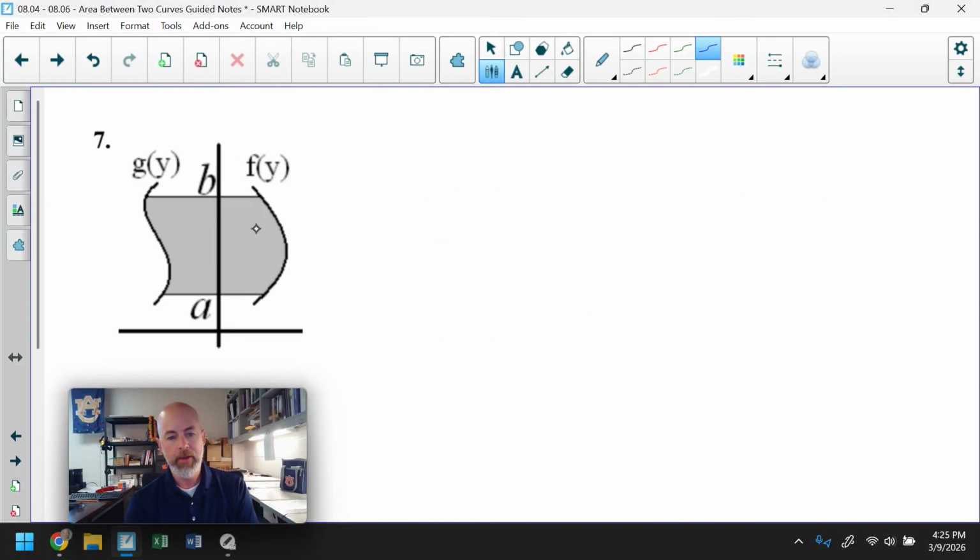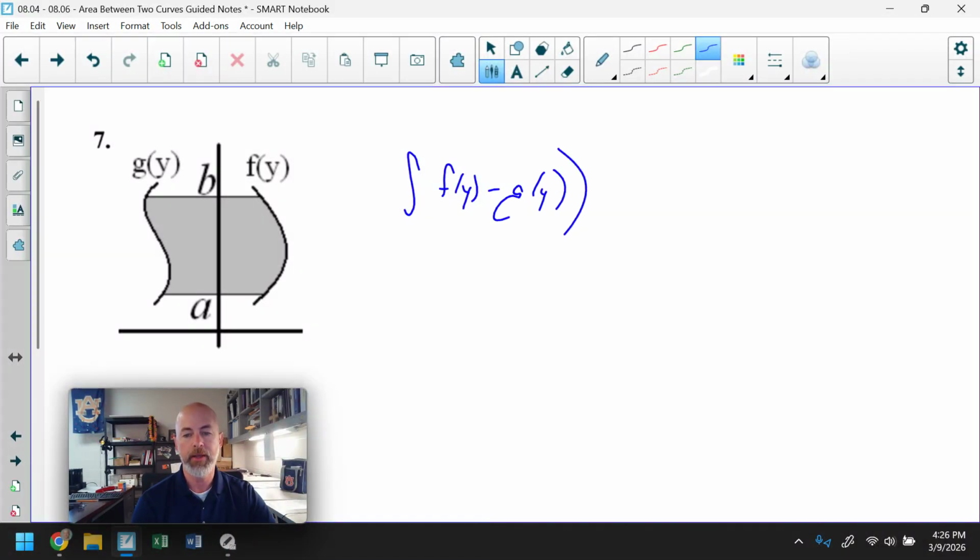Then number 7, and again, just like with the x's, it does not matter where the two curves are in relation to the y-axis. That area is going to be my right curve, which now is f of y, minus my left curve, which is g of y. I'm going to make sure I wrap all that in parentheses, multiplied by dy, and then we are going from y equals a to y equals b, and then we have to figure out how we're going to compute that antiderivative to evaluate to get the area.